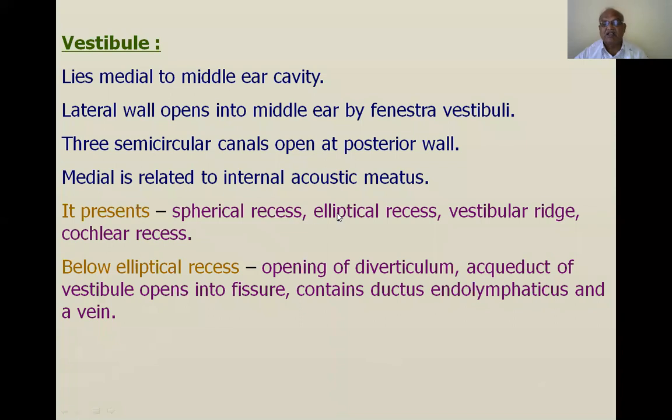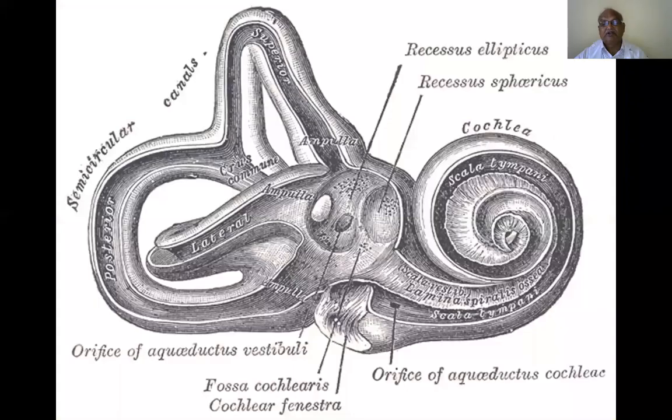So all the diagrams are line diagrams. A line diagram is present in the standard textbook, so you can easily assess it. Below the elliptical recess is the opening of the diverticulum, the aqueduct of the vestibule, which opens into a fissure and contains the ductus endolymphaticus and a vein. If you go through the Chaurasia textbook, page number 294 of the third volume, you can see the diagram of the inner ear.